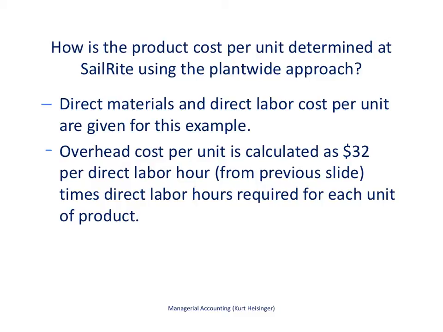Now we want to take that predetermined overhead rate and use it along with our direct materials and direct labor cost information to determine the product cost per unit for each boat that we produce. And remember that the product cost includes direct materials, direct labor, and manufacturing overhead. So the direct material and direct labor costs are going to be given for this example, and we're going to take a look at this $32 per direct labor hour rate and use that to help us determine the overhead cost per unit, and then we'll add it all together to get a product cost per unit for each boat that we produce.